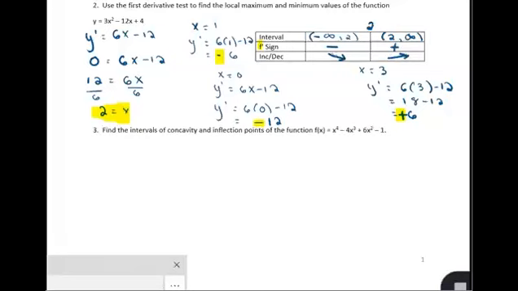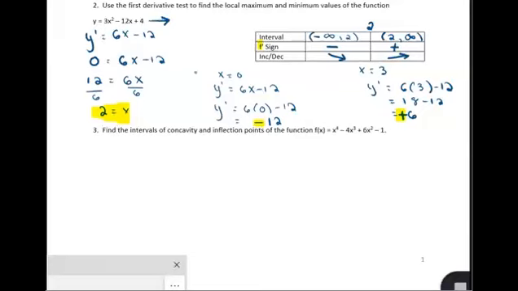So if you think about something that is going down until you get to 2, and then it's going up, it looks like 2 is going to be a minimum. So we found our critical number, and we found that 2 is going to be the minimum. If we want to find the coordinate for 2, we can do that as well by putting 2 back into our original equation.